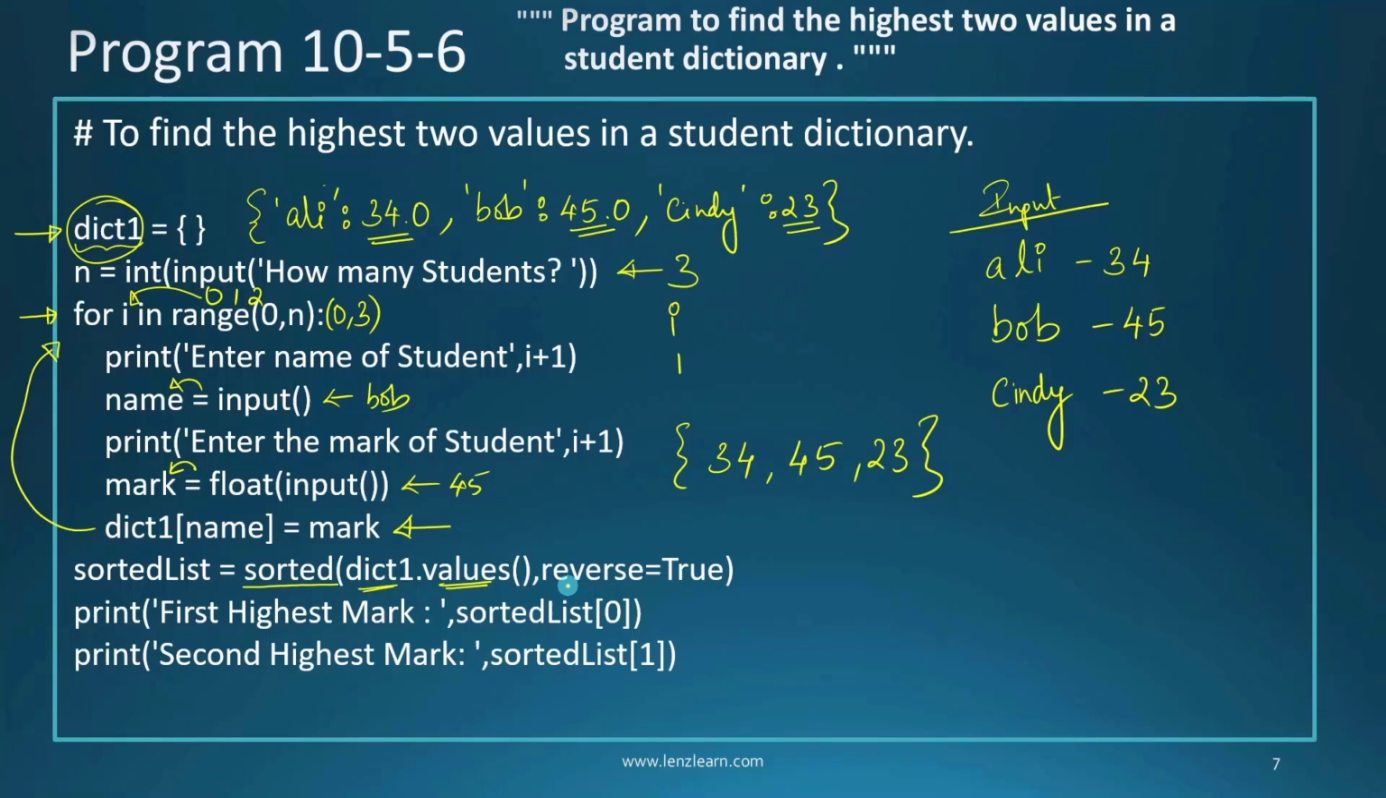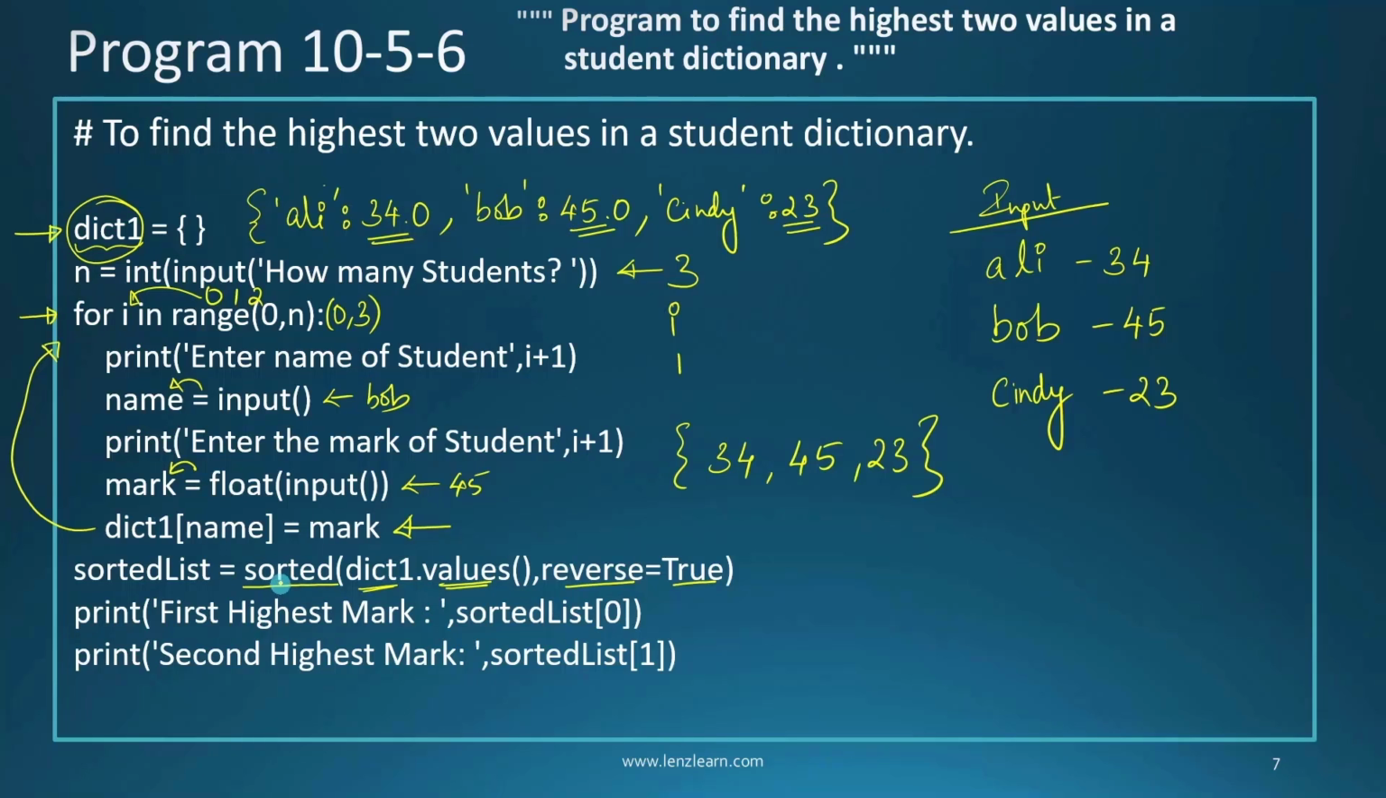And here I have written reverse equal to true, which means that now sorting will work in the reverse order. So reverse order means descending order. So the largest number will be put as the first element, the second largest number will be put as the next element, and the last element in the sorted output will be the smallest element.